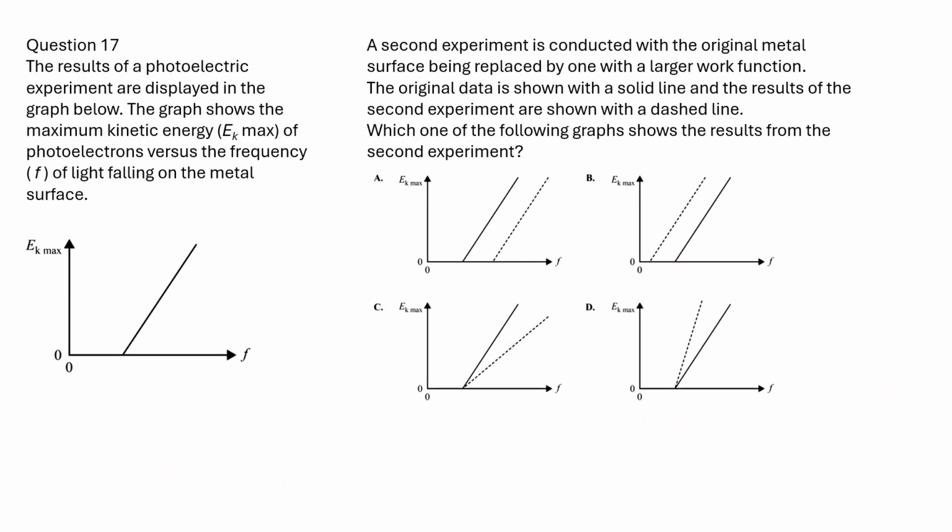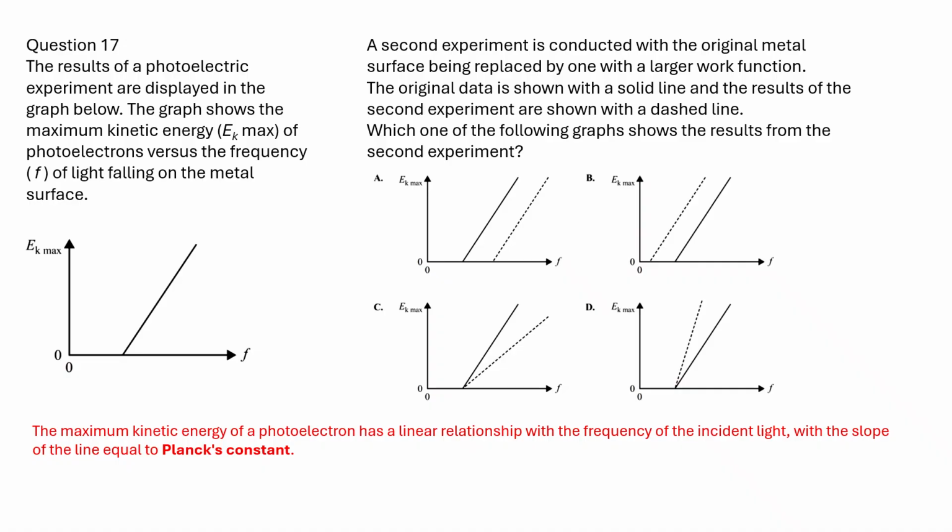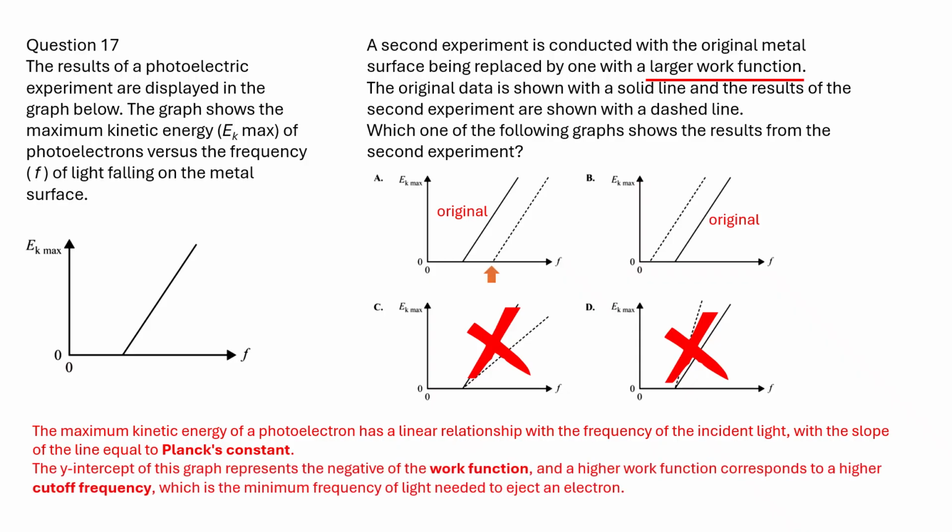The maximum kinetic energy of a photoelectron has a linear relationship with the frequency of the incident light, with the slope of the line equal to Planck's constant. The y-intercept of this graph represents the negative of the work function, and a higher work function corresponds to a higher cutoff frequency, which is the minimum frequency of light needed to eject an electron.